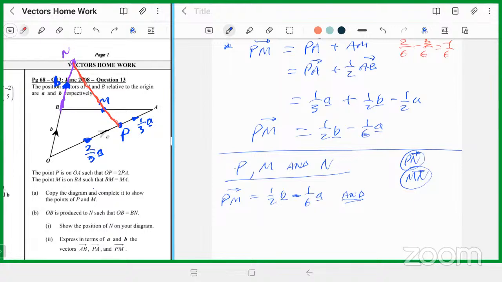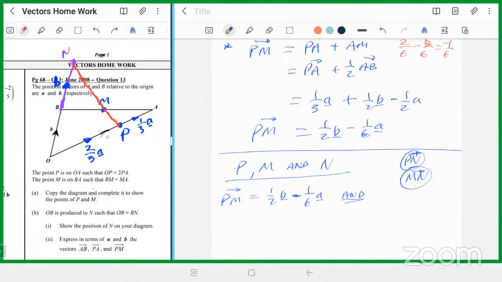Which one is easier to work out? So PN or MN? You say MN is easier to work out? Yeah, that's something I think about. I look at the PN. With PN you don't have to calculate anything.